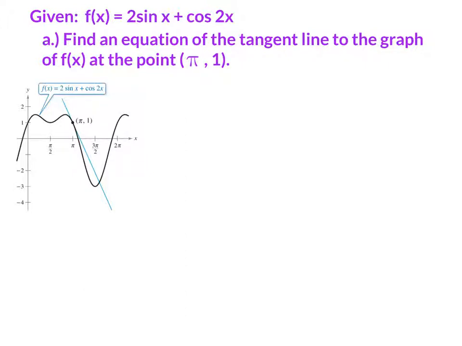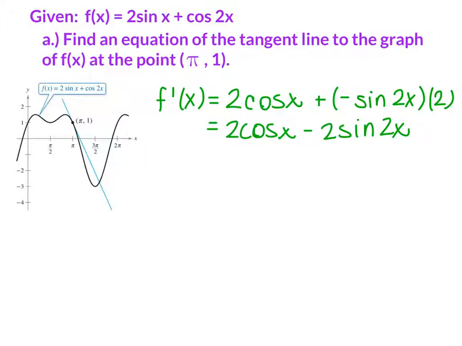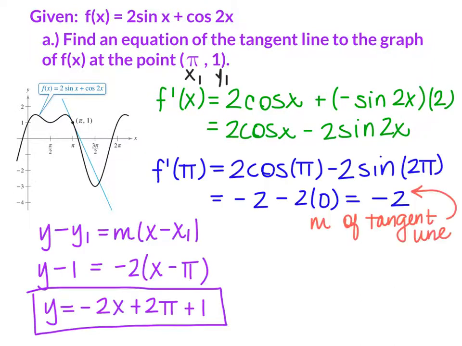First thing I got to do is find the derivative of f of x. Using the rules that we already know, we can find the derivative of f of x to be 2 cosine of x minus 2 sine of 2x. And now that's going to help me find the slope of this tangent line right here. So I'm going to plug in pi for x and see what I get.